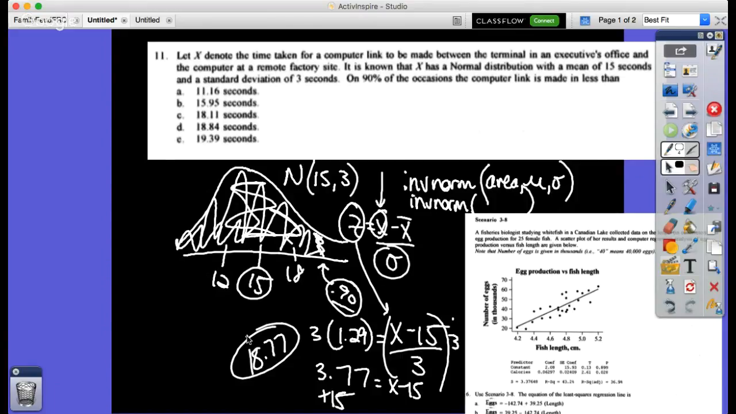Close enough. It's pretty doggone close to D, right? This normally is going to be a little bit off, just because you're approximating almost. But yeah, that's how we would go after that.